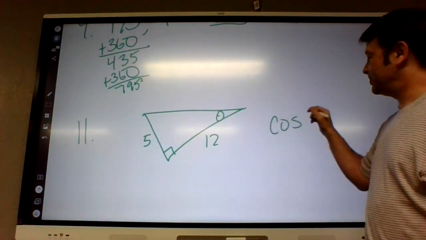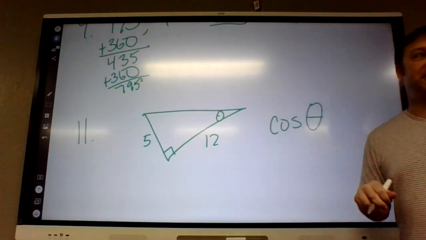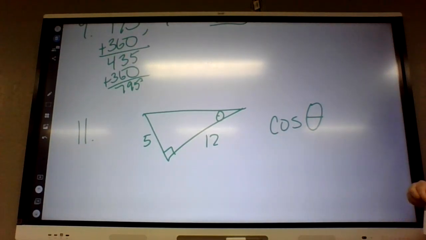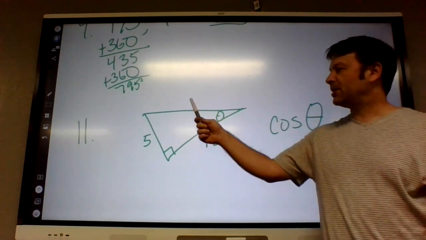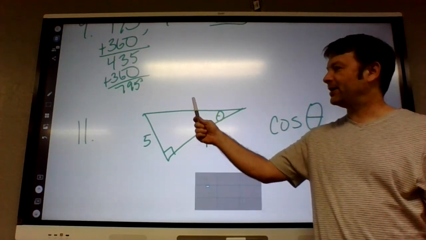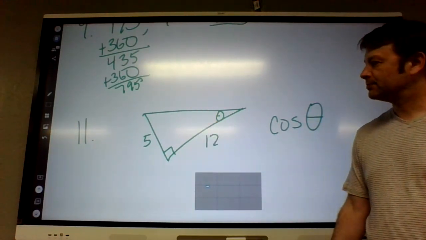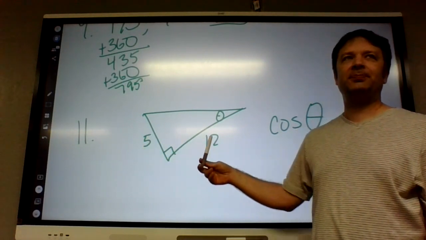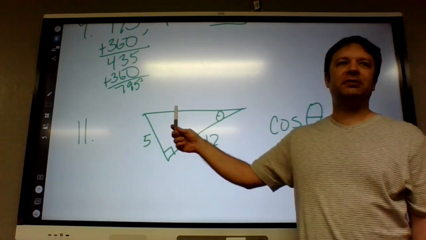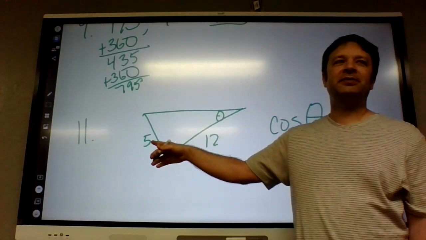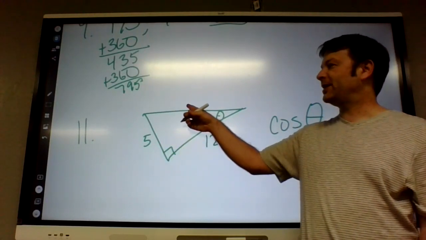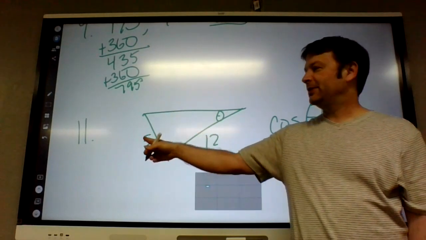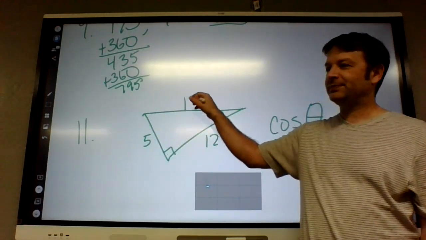So on this one, kind of back to the right triangle business. We're going to do cosine of theta. So how do I find that guy? Pythagorean theorem. Do you guys remember this triangle? 5 squared plus 12 squared equals what squared? This is the hypotenuse. Got to be bigger. 5, 12, 13.